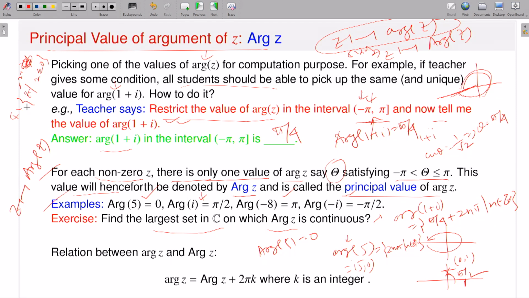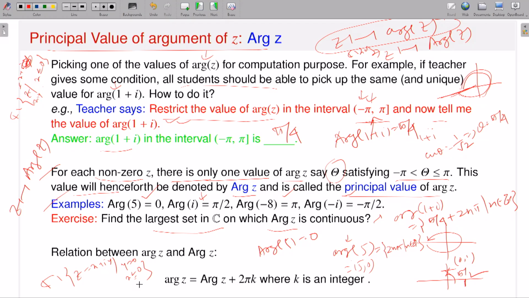So z is equal to x plus iy. So you can say that this is the domain C minus all those z equal to x plus iy where y is equal to 0 and x is negative. Negative real axis including the origin.